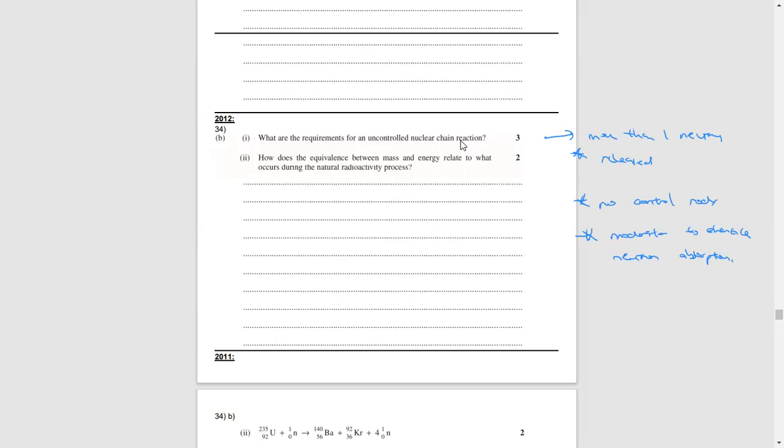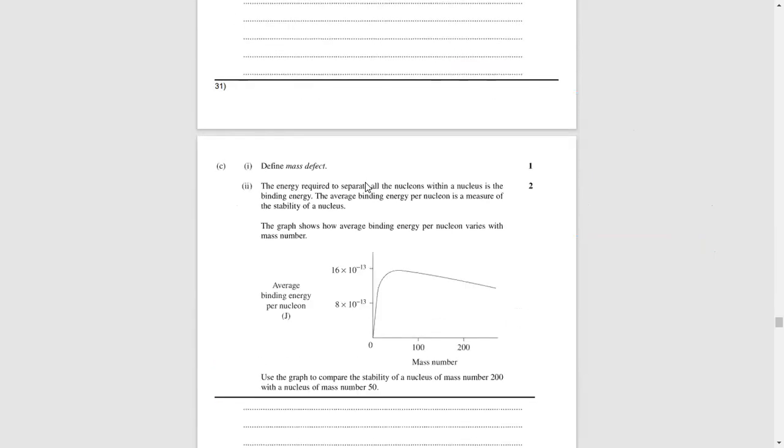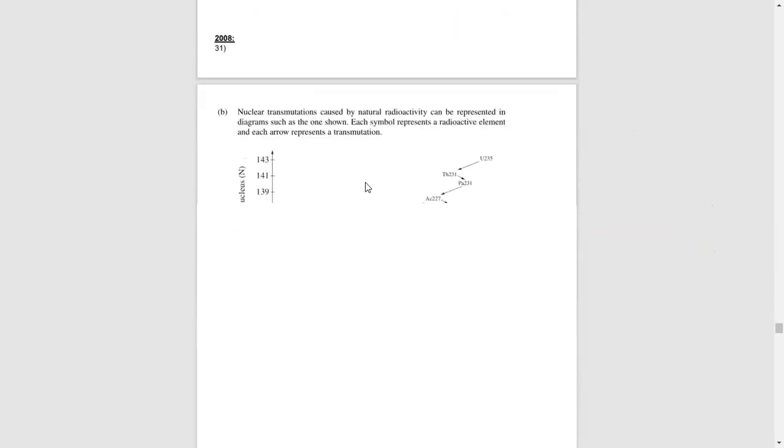Okay. All right. How does the equivalence between mass and energy relate to what occurs during the natural radioactivity process? Well, of course, you've got mass lost, energy released, okay, and E equals mc squared. So that's a lot on that section. Let's see if we can get to the next section.